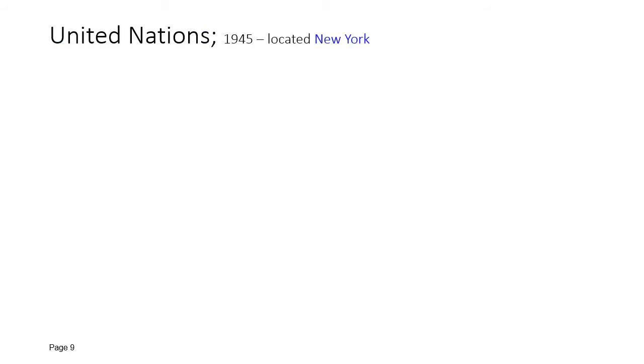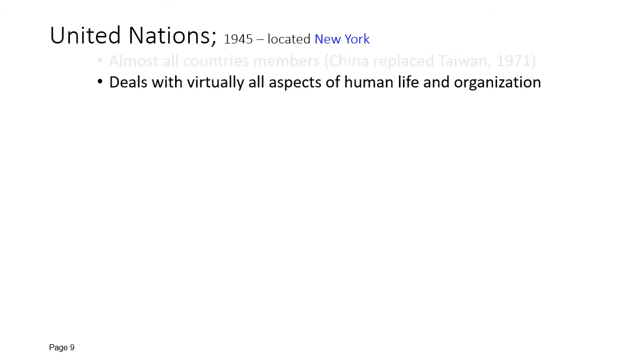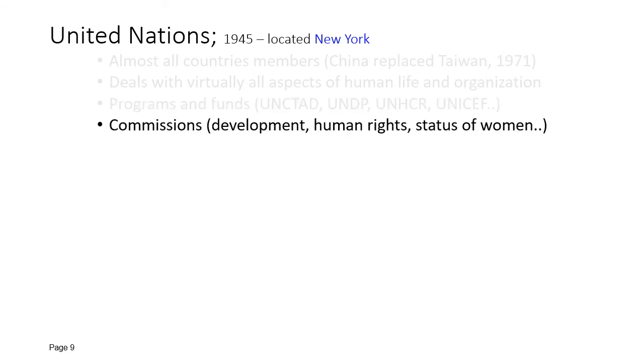The next organization that we're looking at is the United Nations, formed in 1945 and is located in New York. And almost every country belongs to them. They also deal with everything to do with human life and organizations. That's what they're about. They have lots of programs and funds that's in place. So this allows them to look at all these aspects of human life and organization.